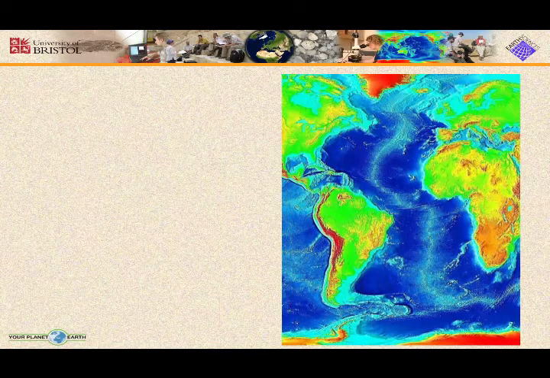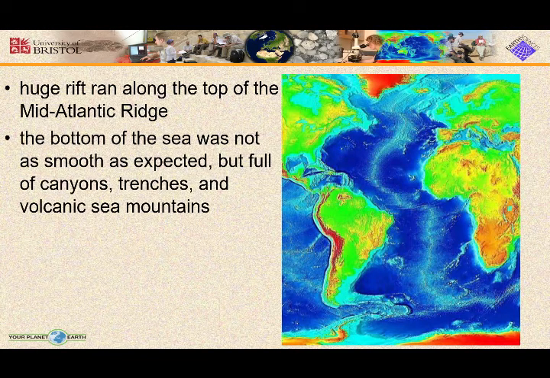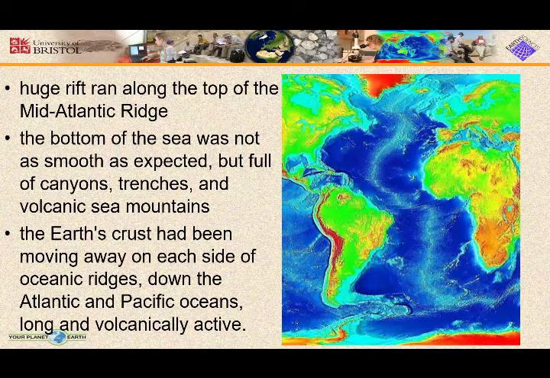Now, the ocean floor exploration continued, and by the 1950s, other researchers had found that the huge rift ran along the top of the mid-Atlantic ridge. This enabled Hess to understand his ocean floor profiles in the Pacific. He discovered that the bottom of the sea was not as smooth as expected, but full of canyons, trenches, and other volcanic sea mountains. He realized that the Earth's crust had been moving away on each side of oceanic ridges down the Atlantic and Pacific Oceans, long and volcanically active.